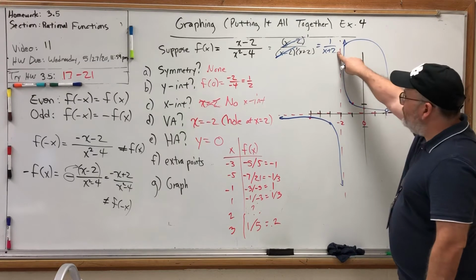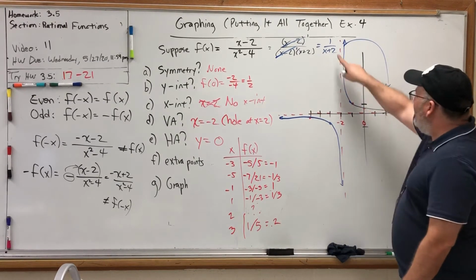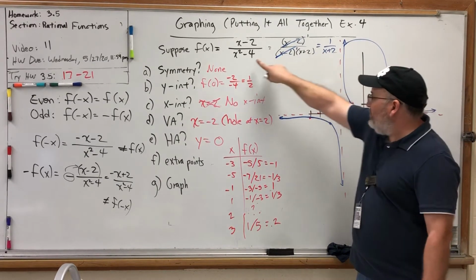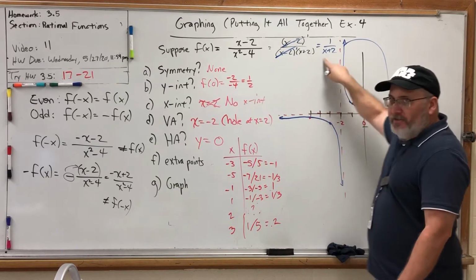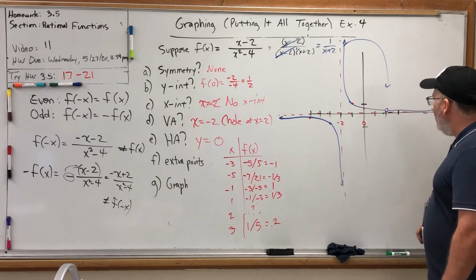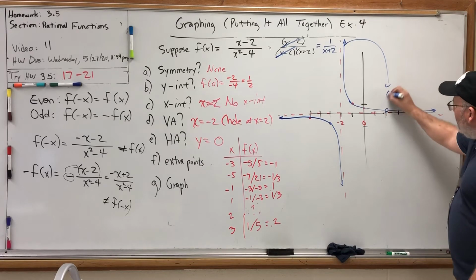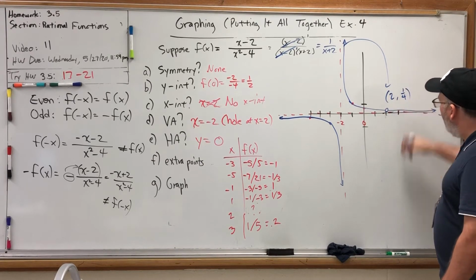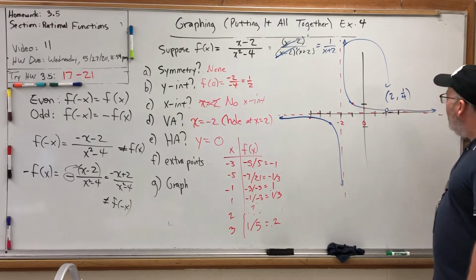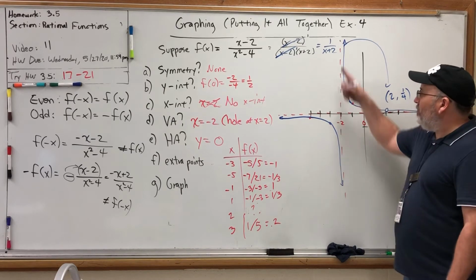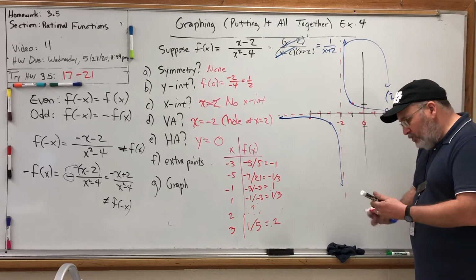This is called the reduced version of f of x. In fact, these are the same graphs with the exception of this has a hole in it and this doesn't. And I'll show you that on Desmos here in just a second. So this point would actually be at 2, 1/4 because 1/4 is the value I get when I put 2 into the reduced function.